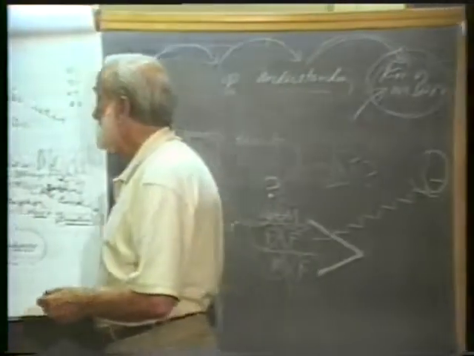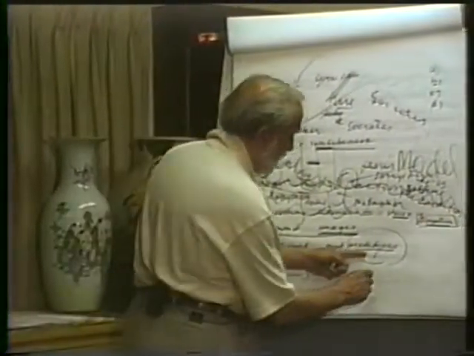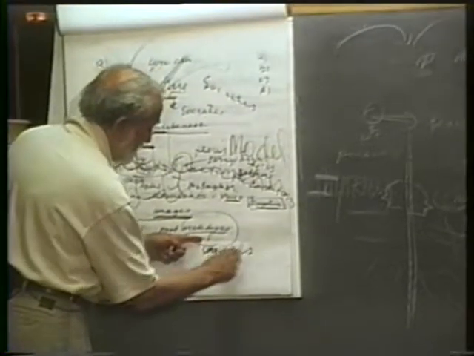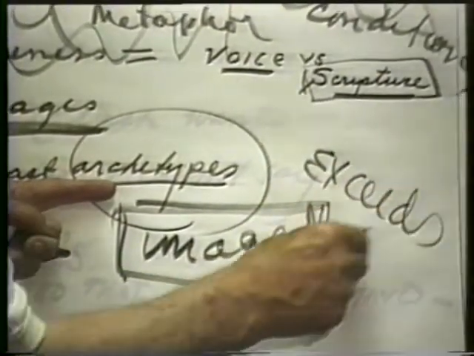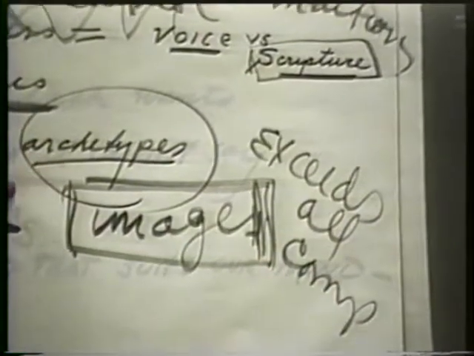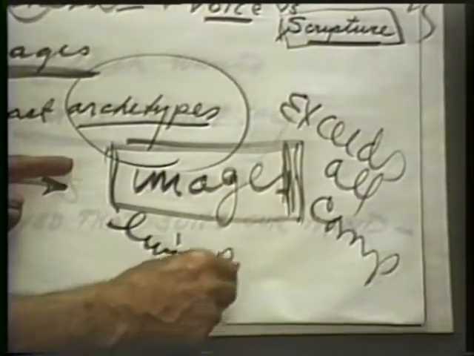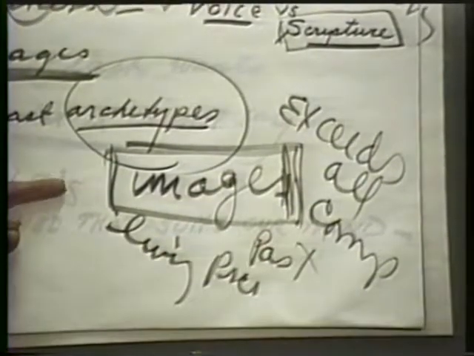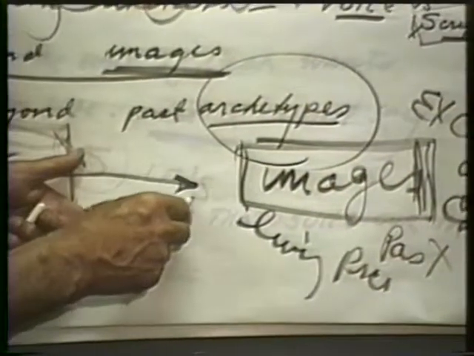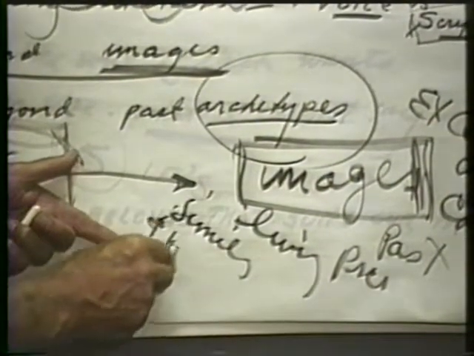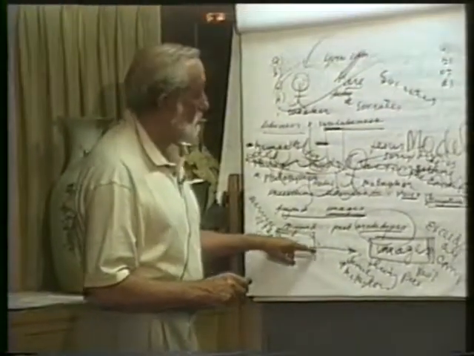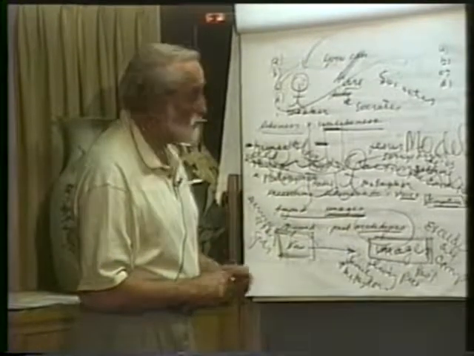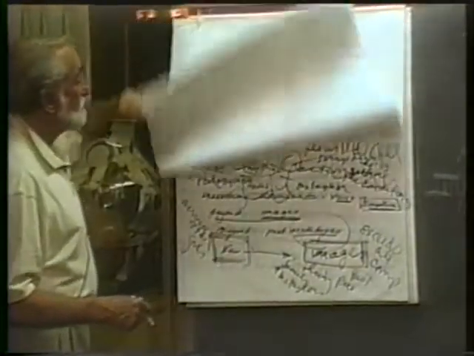When you have that condition where all you have is a physical image that exceeds all comparisons for which there is no living, present or past figure comparable, that exceeds all similes and metaphors, yet harbors all of the greatness, then that person passes from the capacity of being an archetype to a symbol. Therefore, Socrates becomes the symbol.